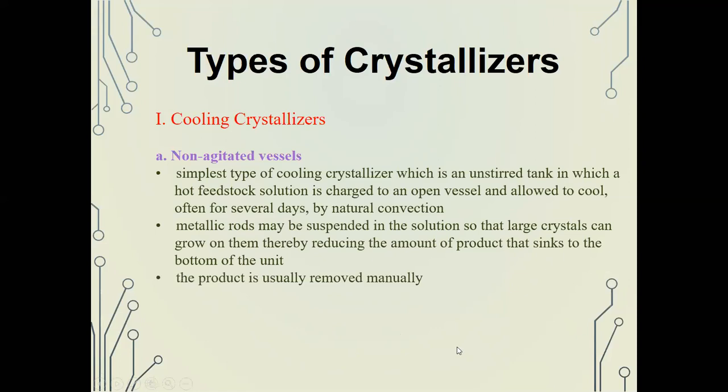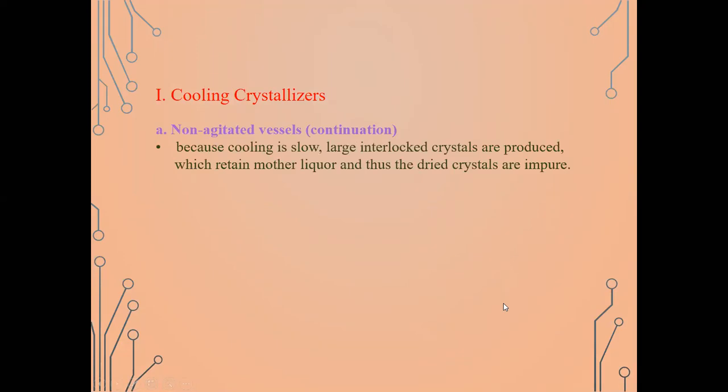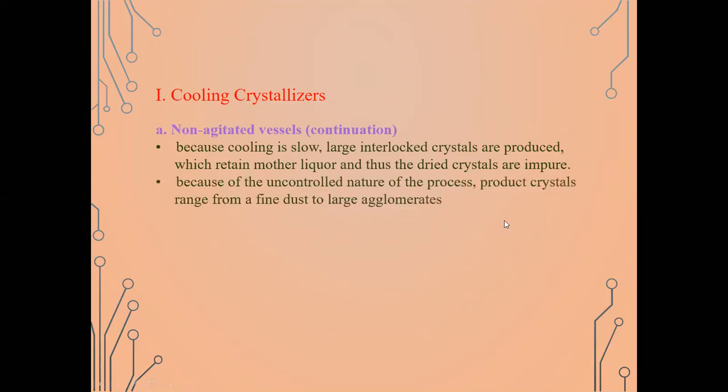So the product is usually removed manually. Because of cooling, which is very slow, large interlocked crystals are produced, which retain mother liquor, and thus the dried crystals are impure. So take note of this. There are large interlocked crystals, which retain a lot of the mother liquor, and drying of these crystals produces impure finished products. Impure in the sense that they still have the retained mother liquor on them.